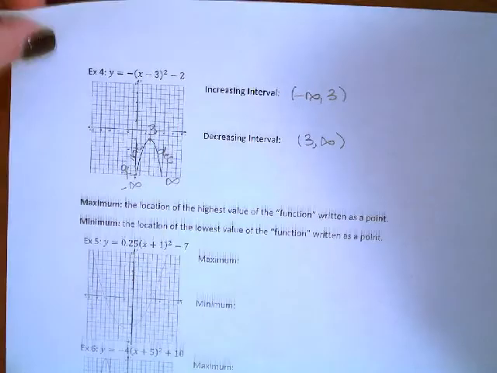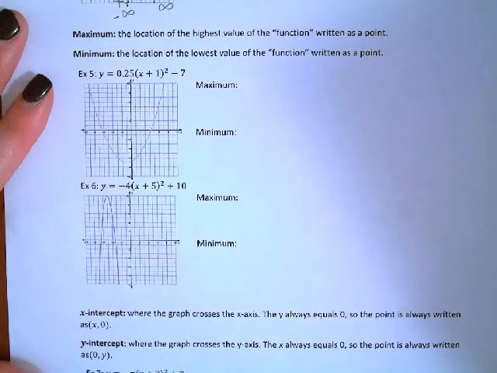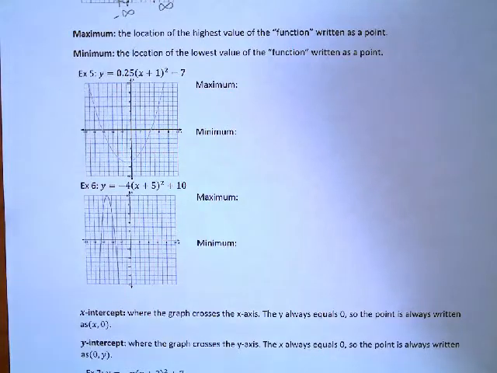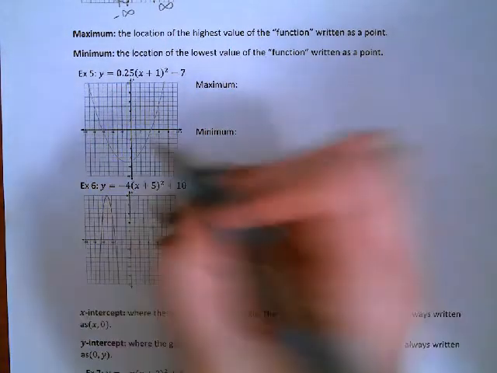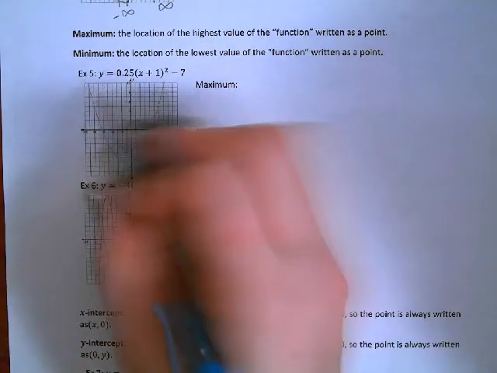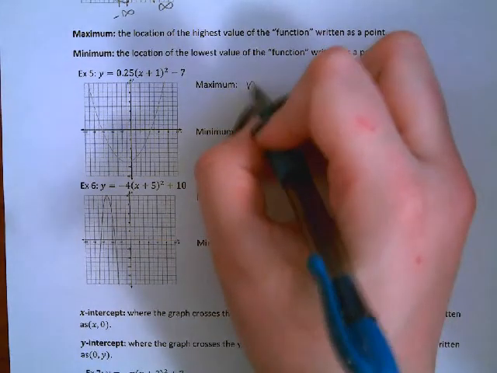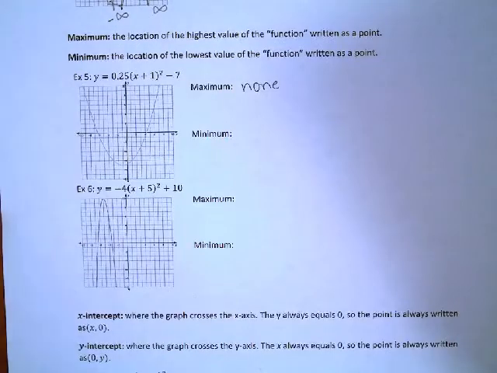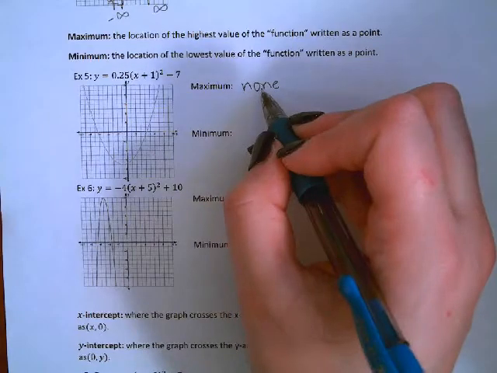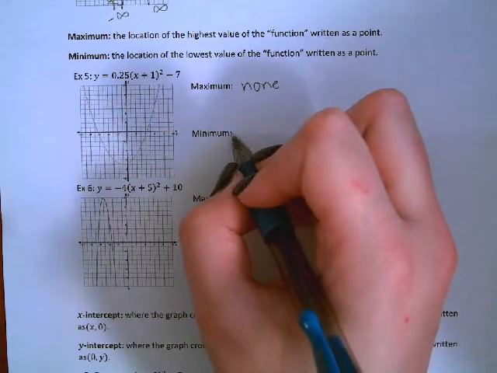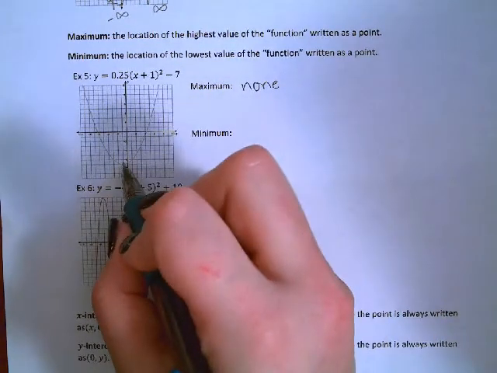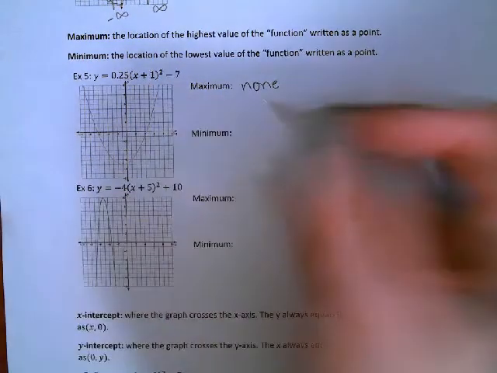For maximums and minimums, we're looking for high points or low points of the graph. So this graph does not have a high point because there are arrows. So for maximum, we say none. We only want to write an answer for this if we can write it as a point, an x and a y coordinate. So for that, we're going to say none. For minimum, we're going to say the vertex, and the vertex is (-1, -7).